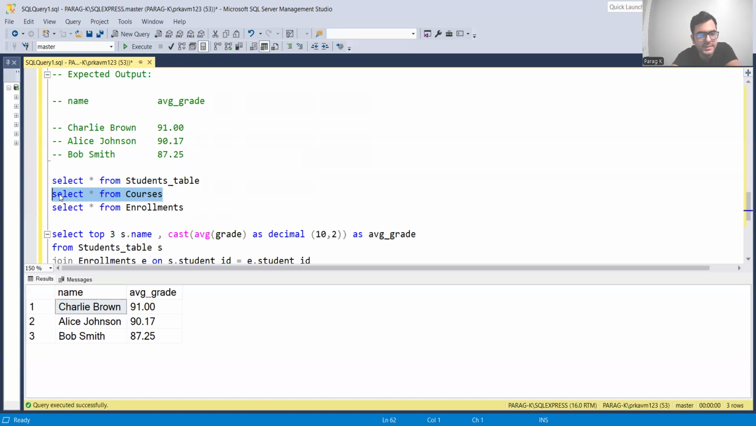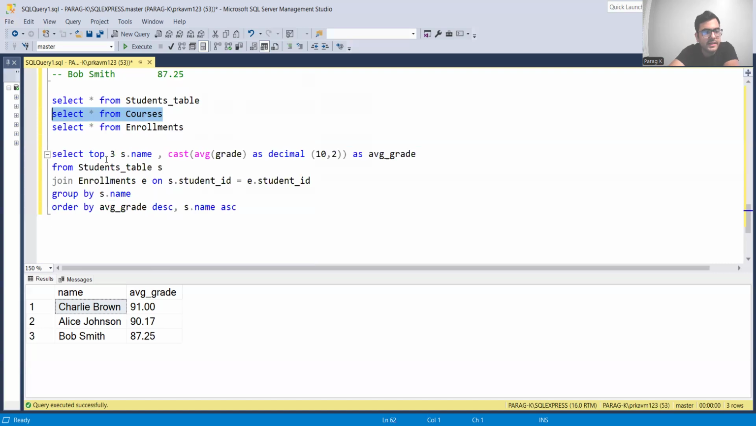A very good one to understand certain areas, like how to select the top three, which I did not cover in my YouTube channel videos before. Using the cast function is amazing here, and how to use order by and when to use group by. So let me just stop sharing my screen.